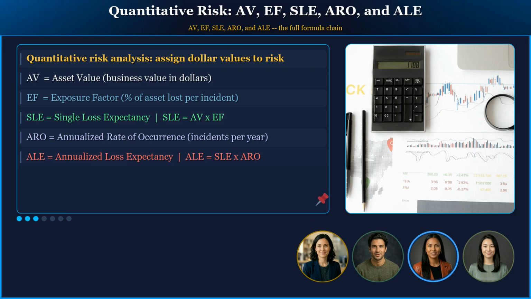Liam, tell them why annualized loss expectancy matters beyond the exam. Annualized loss expectancy is your budget justification. If a control costs less per year than the annualized loss expectancy it reduces, the math supports buying the control. It is how security professionals speak the language of finance, and that language is what gets controls approved at the executive level.